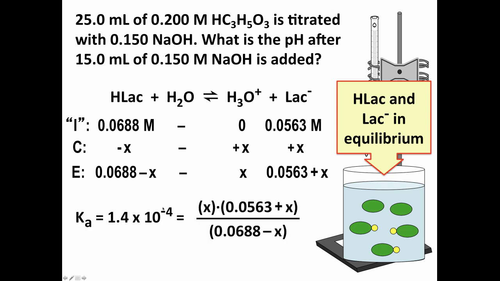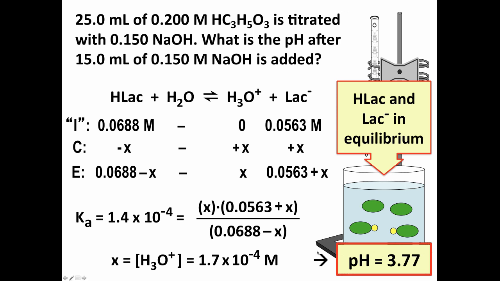Now, K sub A, of course, is 1.4 times 10 to the minus 4th, because we're still dealing with lactic acid. We set up our equilibrium constant expression, but this time it's not x squared over concentration minus x. It's x times 0.0563 plus x over 0.0688 minus x. And when we solve for x, which is H3O plus concentration, we get 1.7 times 10 to the minus 4th molar. And if we take the negative log of that to get pH, we get 3.77.